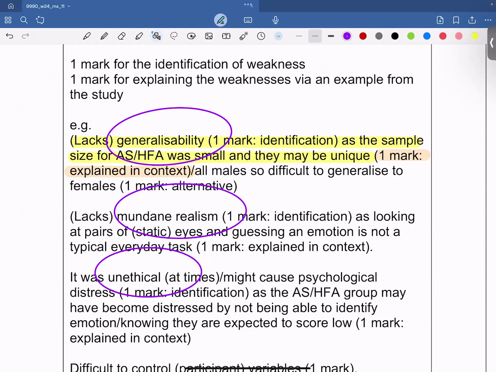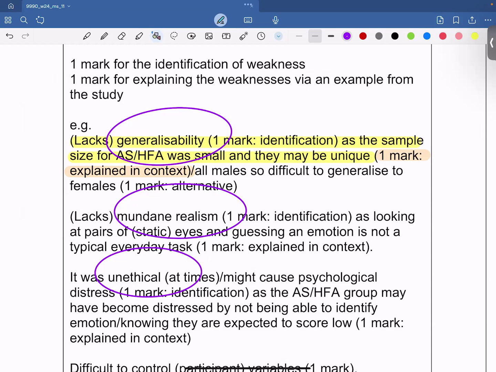Now, another example that we could use is about mundane realism. The task of looking at pairs of static eyes and guessing the emotion they express isn't something we would typically do in everyday life. It is a very artificial task that may not reflect how we process our emotion in natural social interactions, which of course reduces the ecological validity of the study.